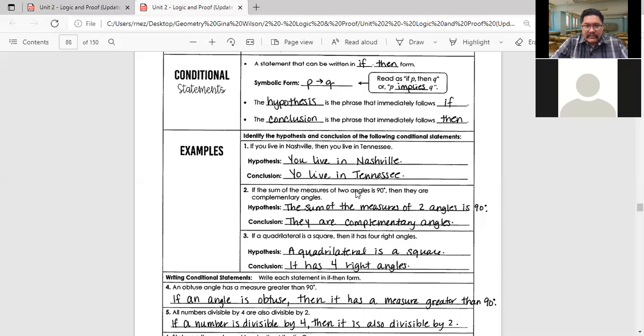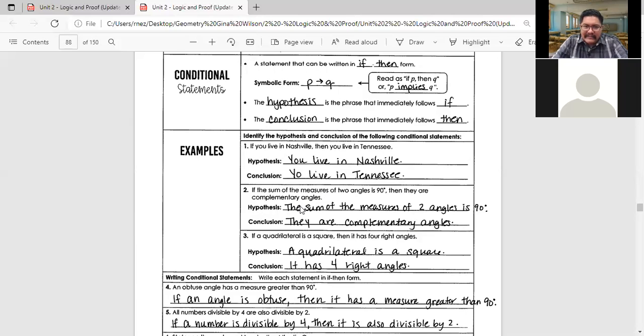All right, next one. So we have one that looks like it deals with math. If the sum of the measures of two angles is 90 degrees, then they are complementary angles. Okay, so again, there's the if. If is the hypothesis, and the then is the conclusion.